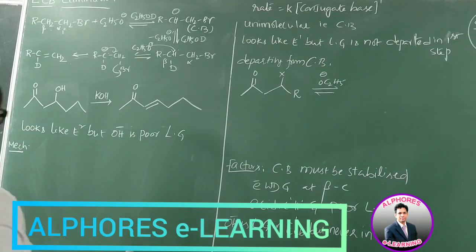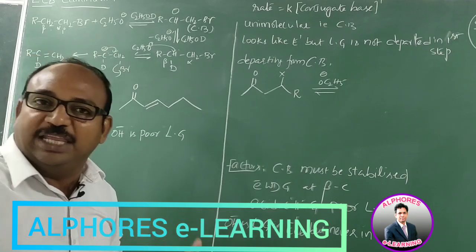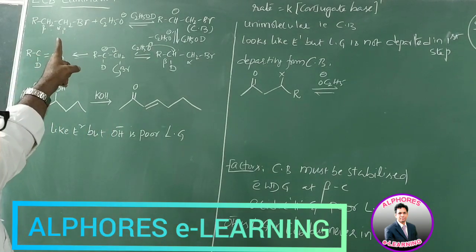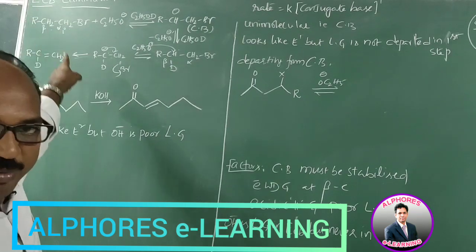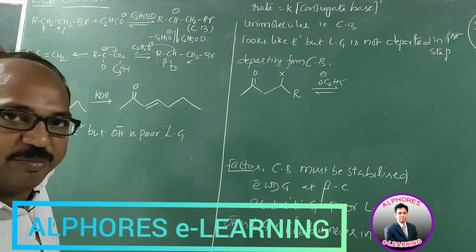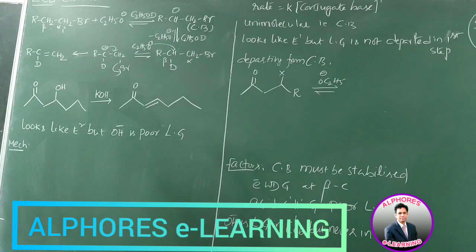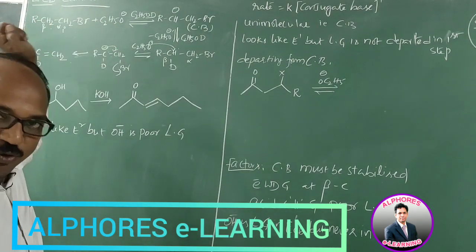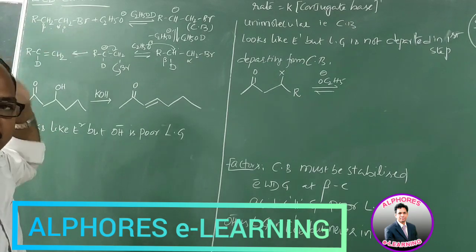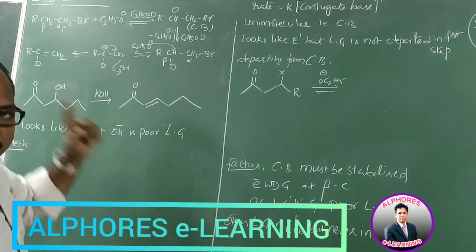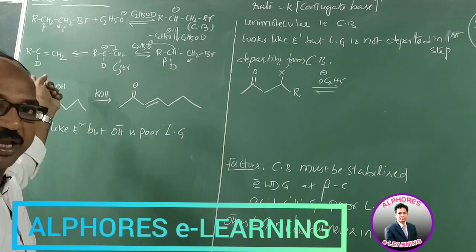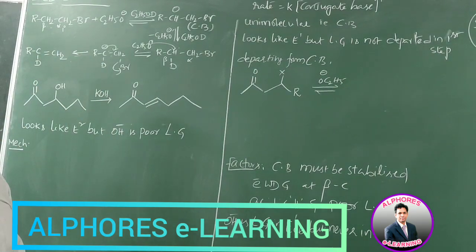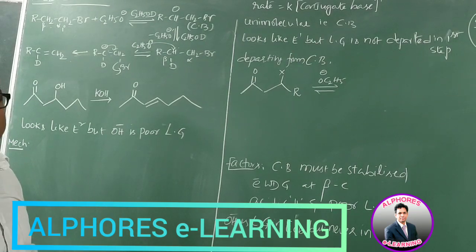That means beyond what we learned as E1 and E2, there is one more possibility for elimination, which we call elimination unimolecular from conjugate base. That is simply noted as E1CB elimination. Here 1 indicates a unimolecular reaction, CB indicates conjugate base, and E indicates elimination. This type of elimination we call E1CB elimination.